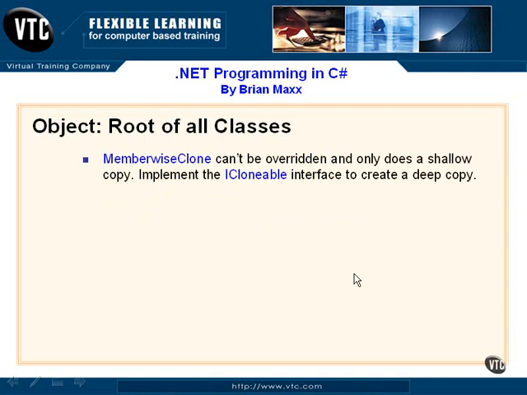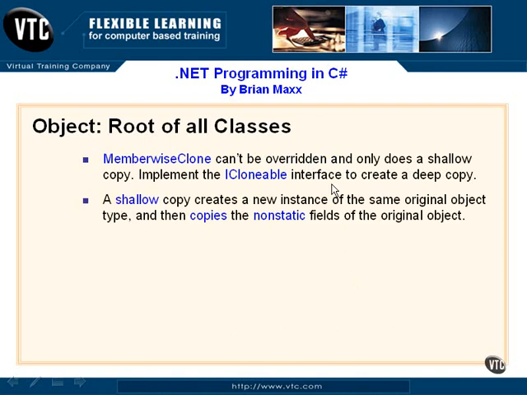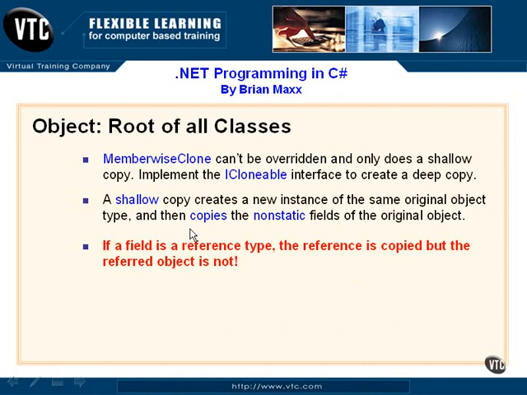Now, again about MemberwiseClone. MemberwiseClone can't be overridden, and it only does a shallow copy, like I mentioned. If you implement the ICloneable interface, this is going to allow you to create a deep copy. Now, a shallow copy creates a new instance of the same original type, and then it's copying the non-static fields of the original object. Now, if a field is a reference type, this is the important part to understand.